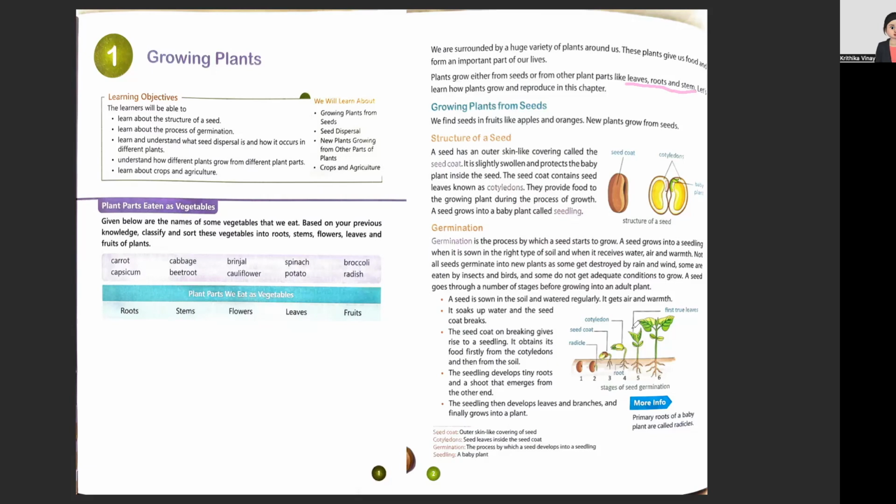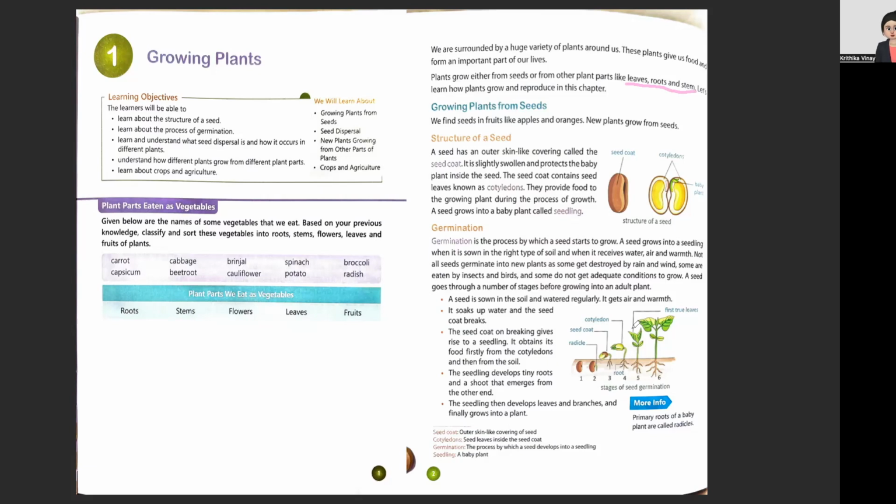Let's move on. Germination is the process by which a seed starts to grow. Now, if anyone asks you what is the basic definition of germination, it is a process by which a seed starts to grow. Or it can also be: a seed grows into a seedling when it is sown in the right type of soil, when it receives water, air and warmth. Okay?